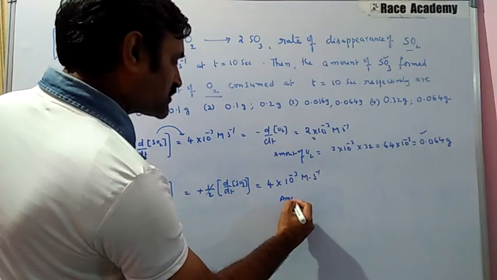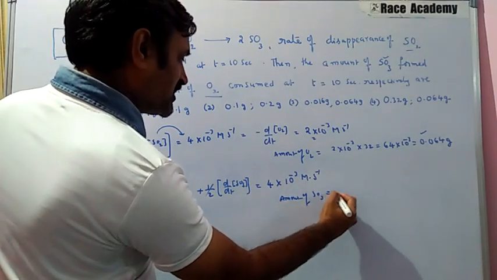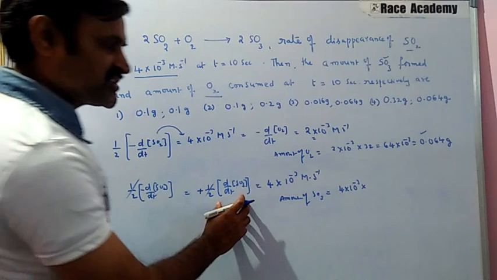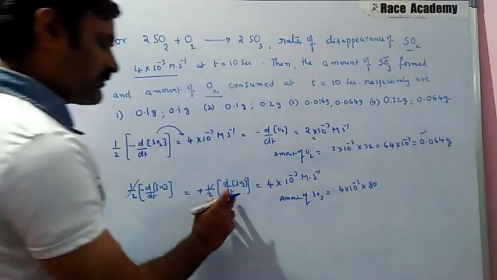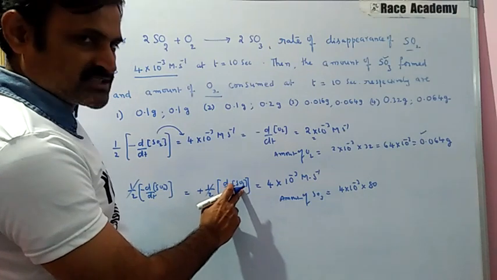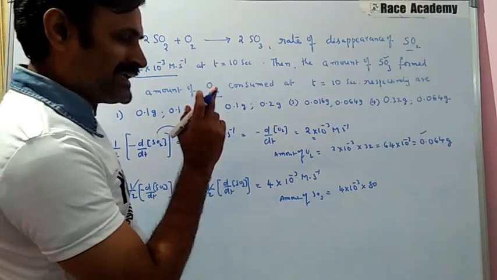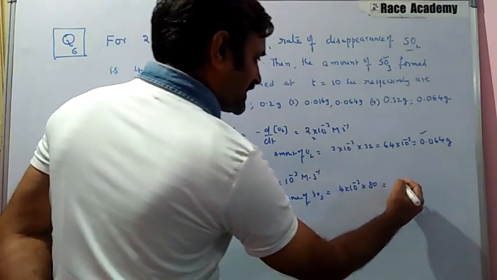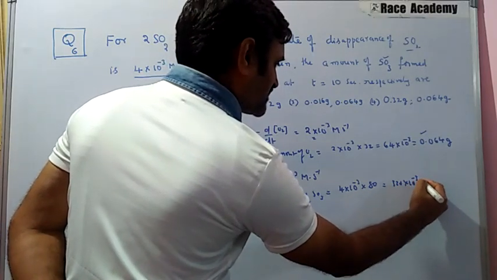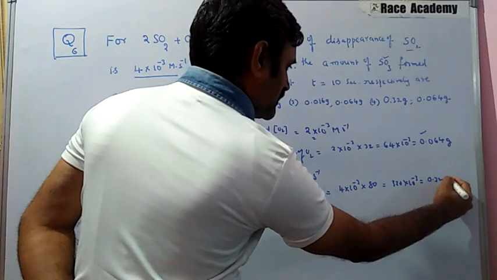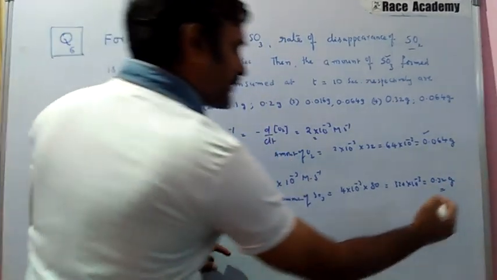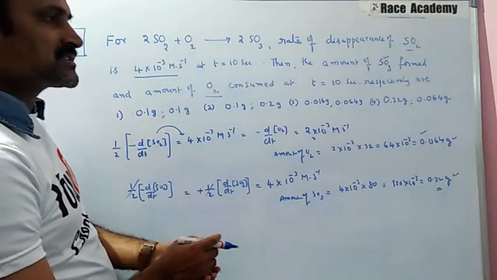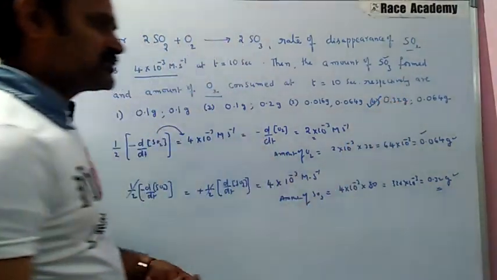Then what is the amount of SO3? Amount of SO3 is equal to 4 into 10 power minus 3 into the SO3 molar mass, which is 80. Sulfur is 32, three oxygens is 48, and 48 plus 32 is 80. That equals 320 by 1000, that is 320 into 10 power minus 3, which equals 0.32 grams. So the first answer is 0.32, the second answer is 0.064, as per the question asked. This matches our fourth option in this question.